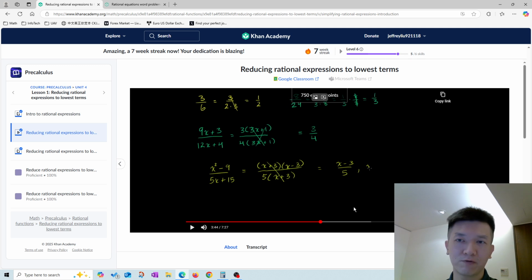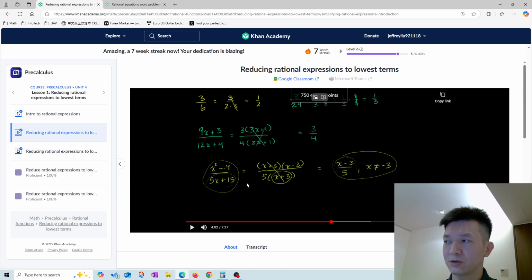But that doesn't change the fact that x cannot be negative 3. That will make this whole term undefined. You can check that by simply plugging in negative 3 here. That will make the denominator 0.